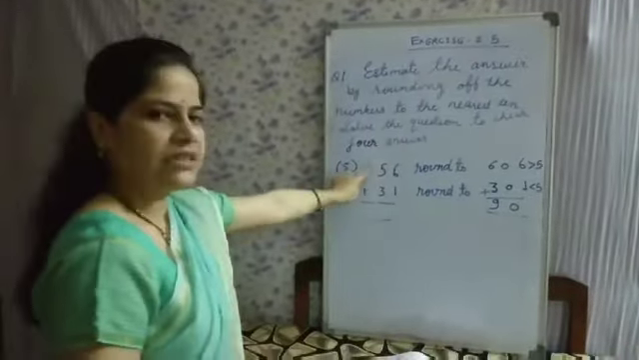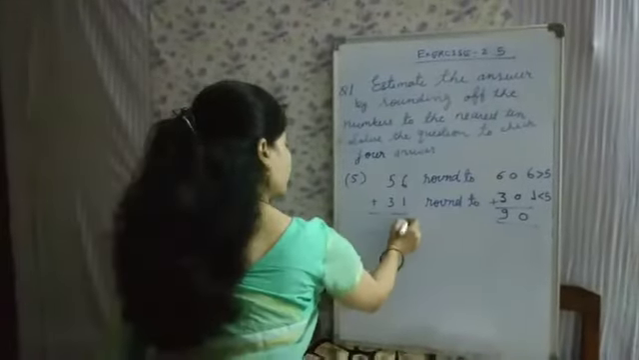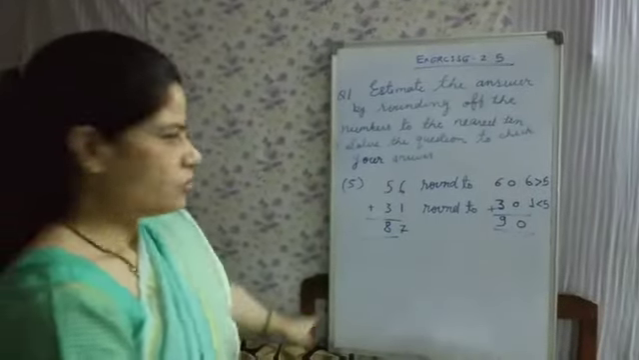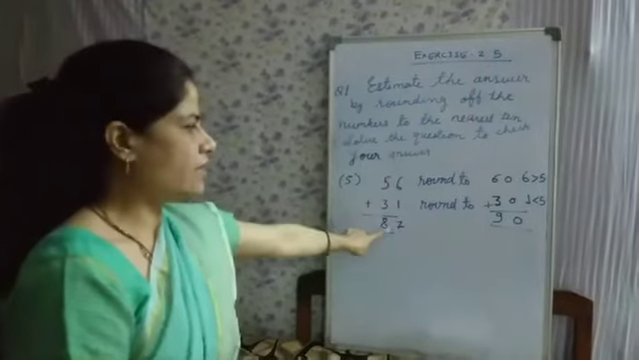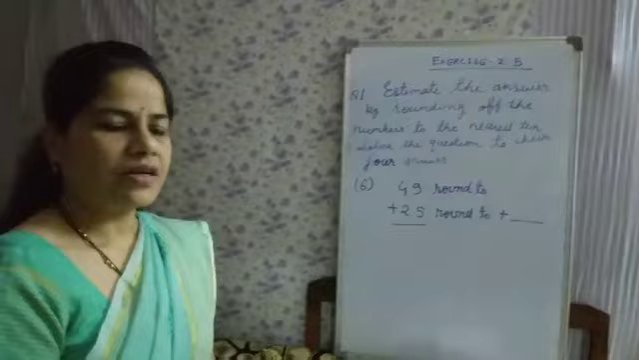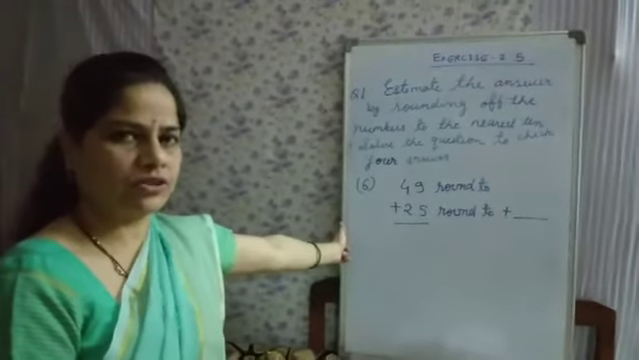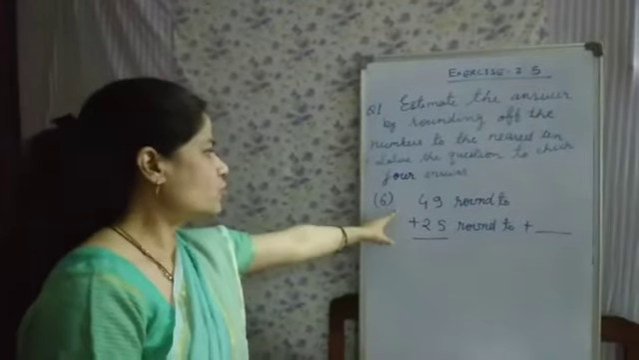Now you have to add 56 and 31 as it is. 6 plus 1 will be 7 and 5 plus 3 will be 8. So the sum is 87 and the estimated sum is 90. Now next sum is the sixth one and this is the last sum of this question. Now you have to add 49 and 25.